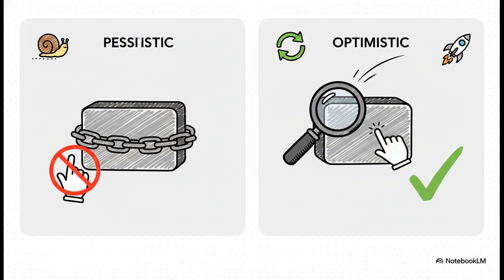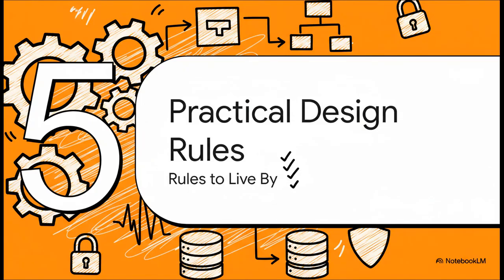The optimistic approach assumes conflicts are rare. It just goes ahead and does its work without any locks, but then right at the very end, it does a quick check to see if anyone else changed the data. If not, great. If so, it has to roll back and try again. Okay, so now that we've got all the theory down, let's get practical. Here are the key rules you'll want to live by when you're actually designing systems with transactions.